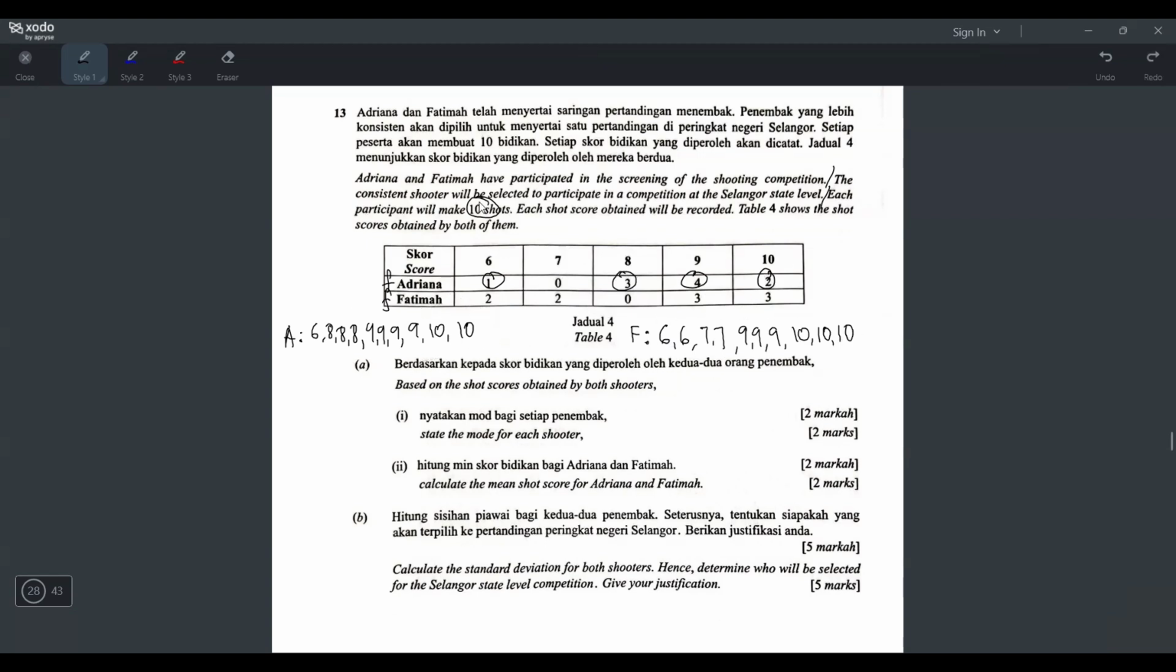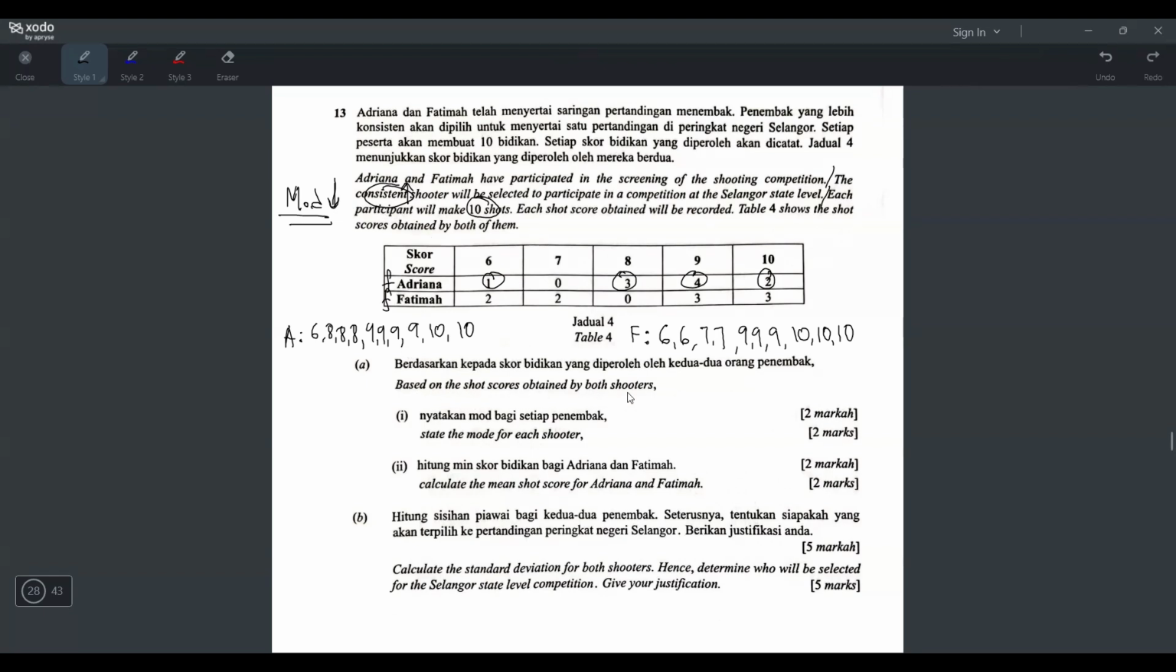So between them, the more consistent shooter will be selected, right? So it means later for consistent, I have to calculate the measures of the one with lower dispersion, right? Lower measures of dispersion means more consistent, right? Okay, but that one later. Let's see what they want A first.